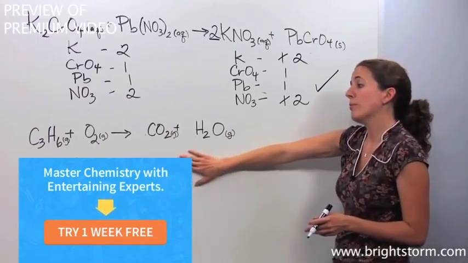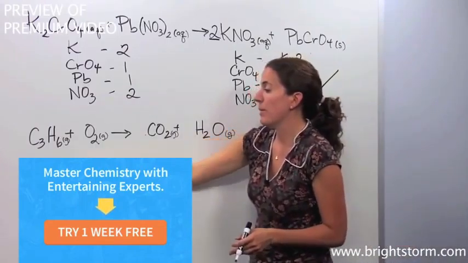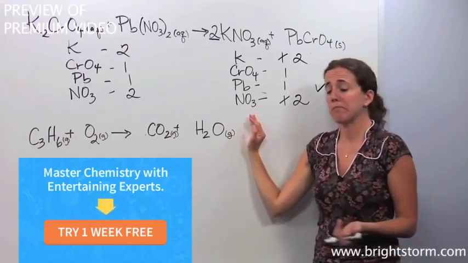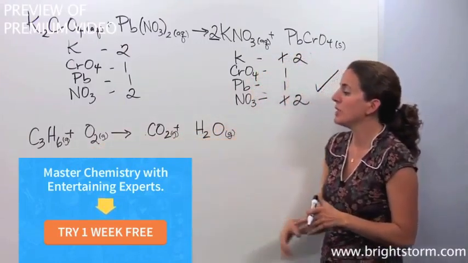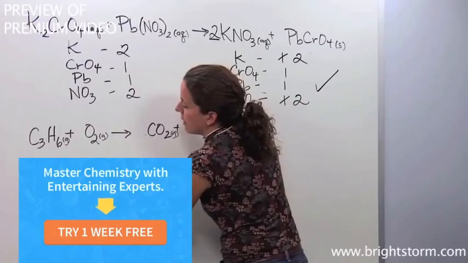Let's look at something a little bit more complicated. Let's look at this reaction here. So we have C3H6 reacts with oxygen gas to produce CO2 plus H2O. All right, let's do what we've been doing, writing our elements out. C, H, and O.